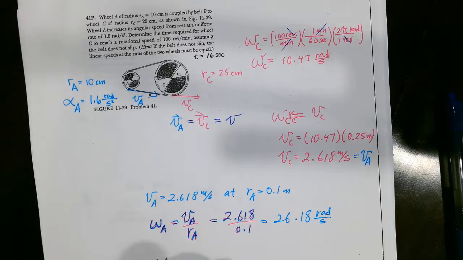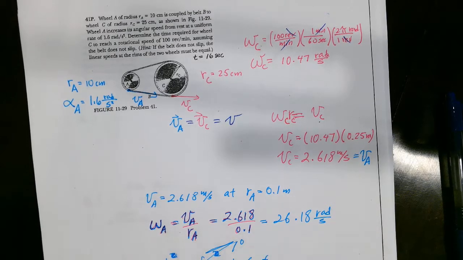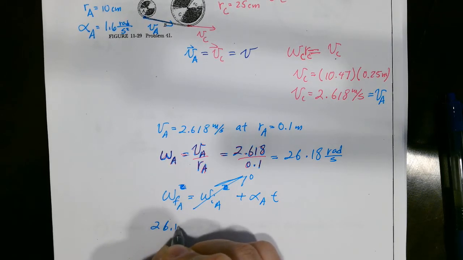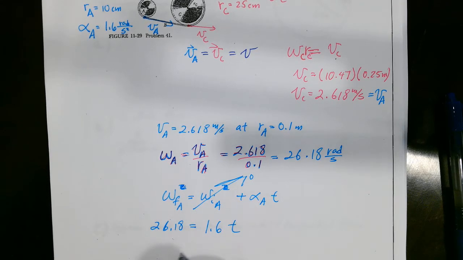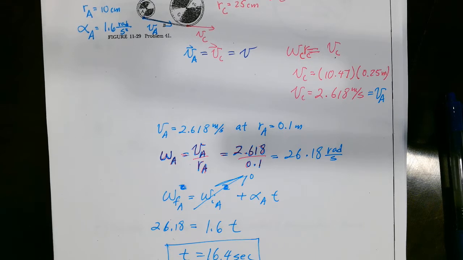So now we can say omega final A is equal to omega initial A plus alpha A times t, right? You know the initial omega is 0. So omega final, which is 26.18, is equal to alpha 1.6 times t. My t is equal to 16.4 seconds. All right, we're done.